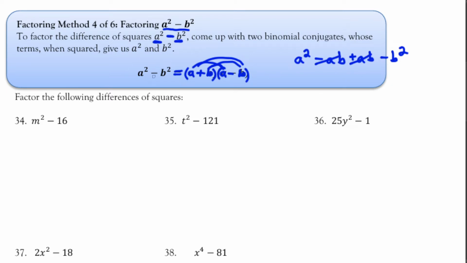So, if we can ever notice that the thing we're trying to factor is two terms that are both squares, and it's the difference of those two squares, we can skip the work and just write the answer. Let's see how this works.